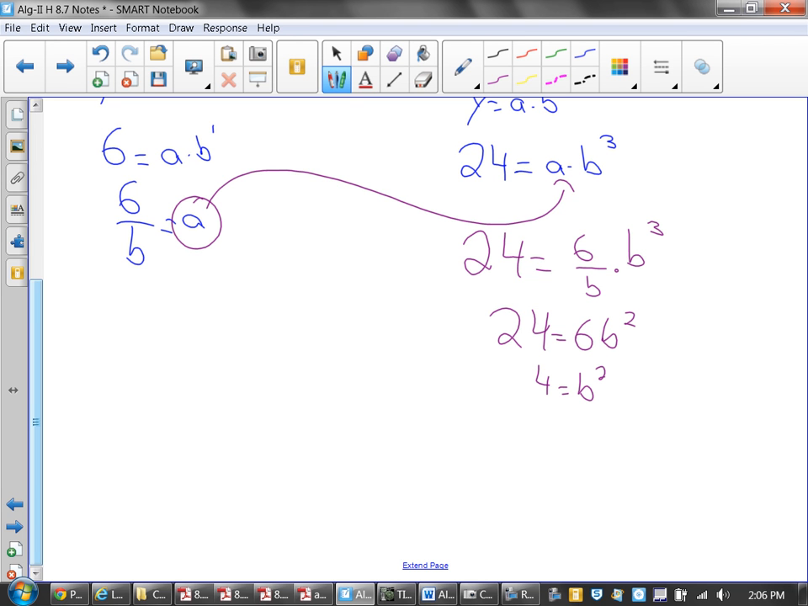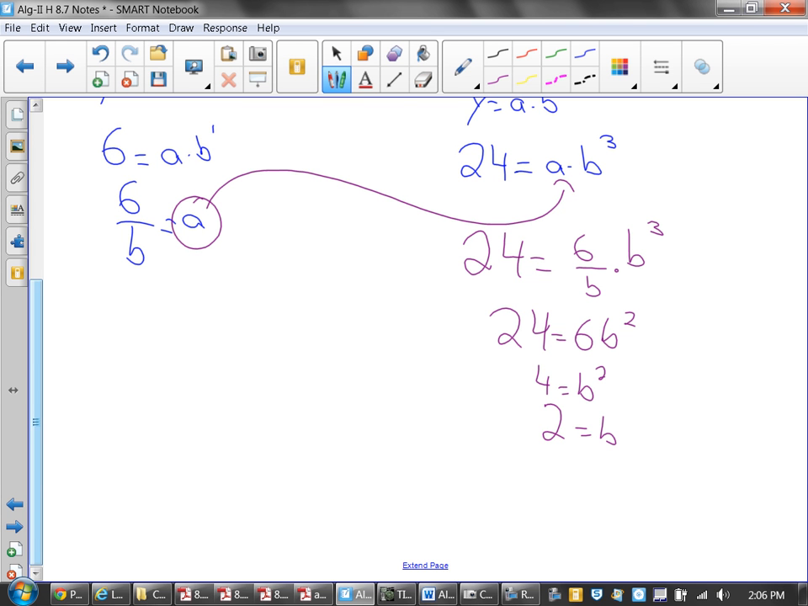And b is 2. We don't have to write plus or minus with these. We're not going to worry about plus minus in this scenario, because we're talking about exponent rules. So now I know what b is. Could I figure out what a is?